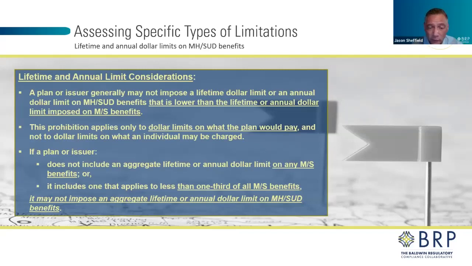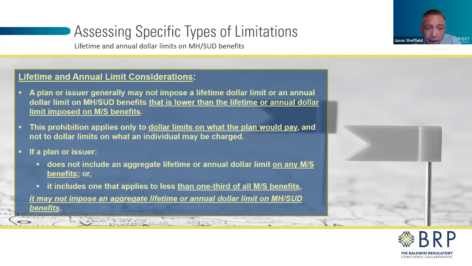So it's not an out and out prohibition against them. It's just saying that if you're going to have them, they have to be applied in parity. The prohibition applies only to dollar limits on what the plan would pay, and not the dollar limits on what an individual might be charged. So this is really looking at what the plan's paying, not what an individual is actually going to pay out of pocket.